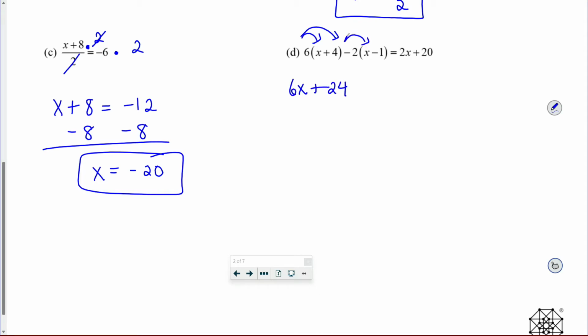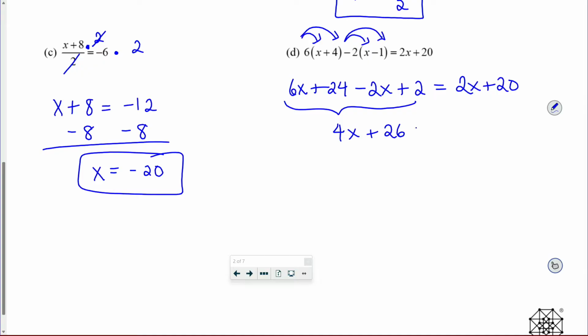Here we get the more tricky one. I need to distribute the multiplication by -2, so I'll get -2x plus 2. That's absolutely critical. Equals 2x plus 20. Now, on the left-hand side, all I'm going to be doing is combining these terms to get an equivalent expression. I'm not actually solving the equation at this point yet.